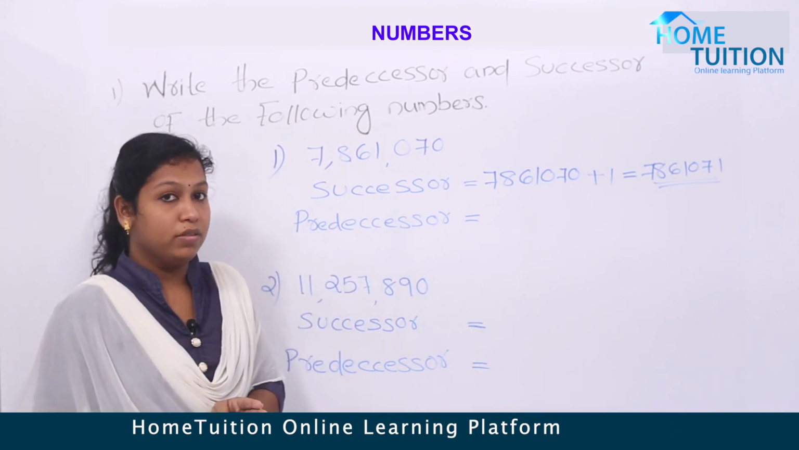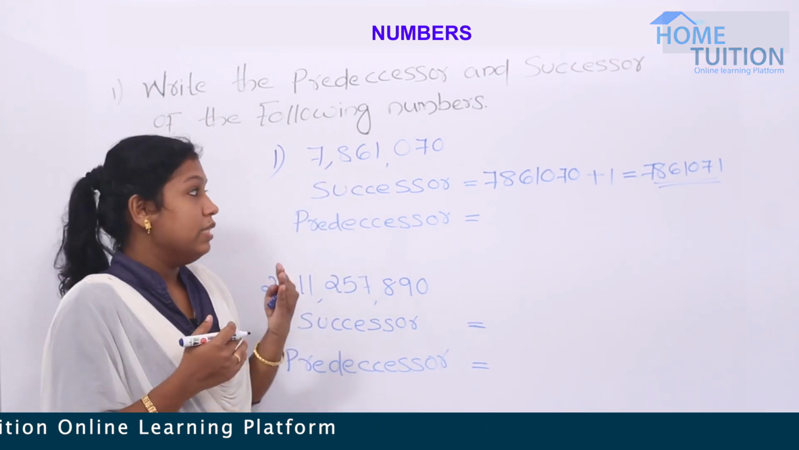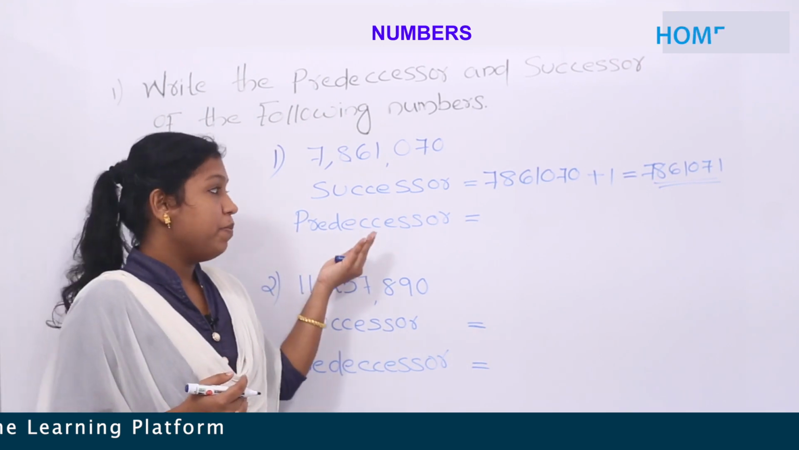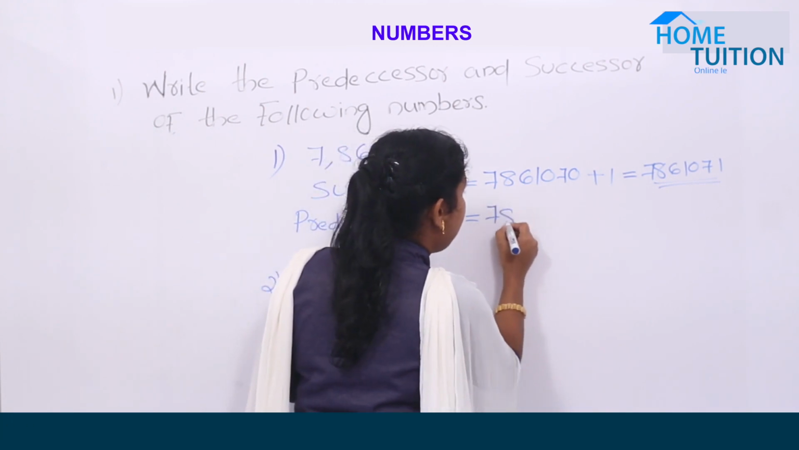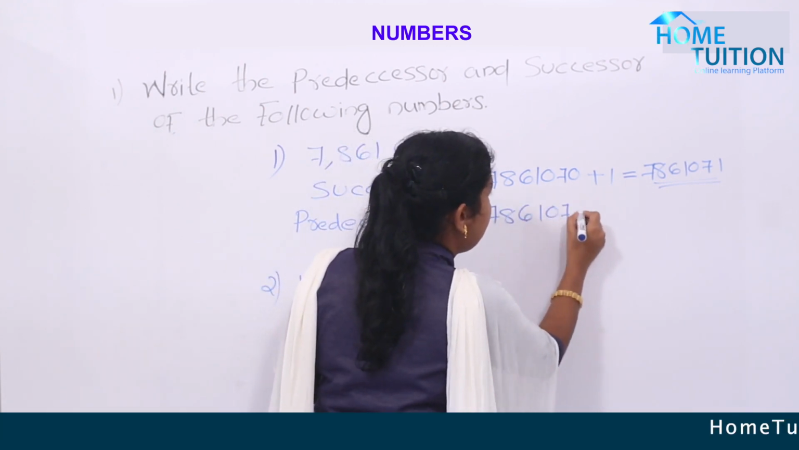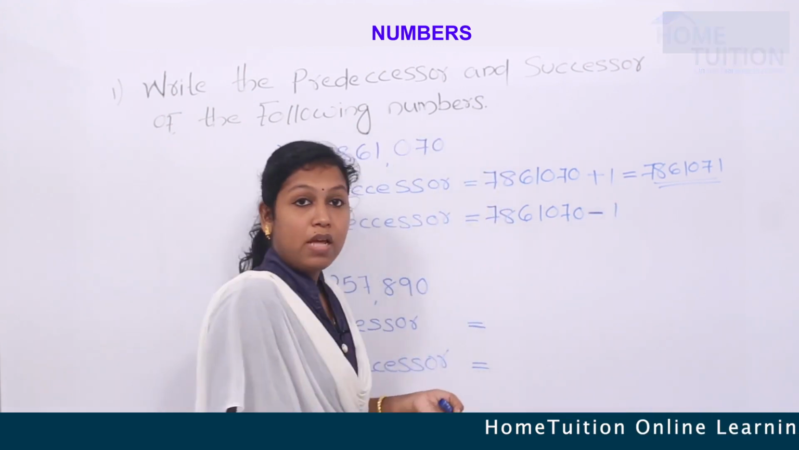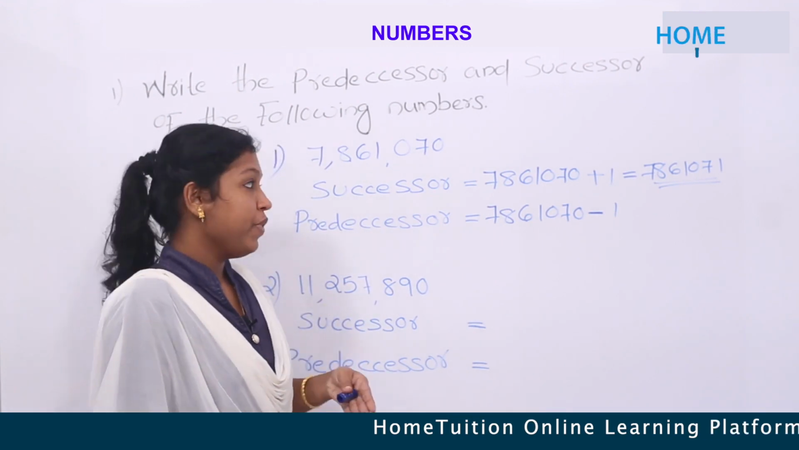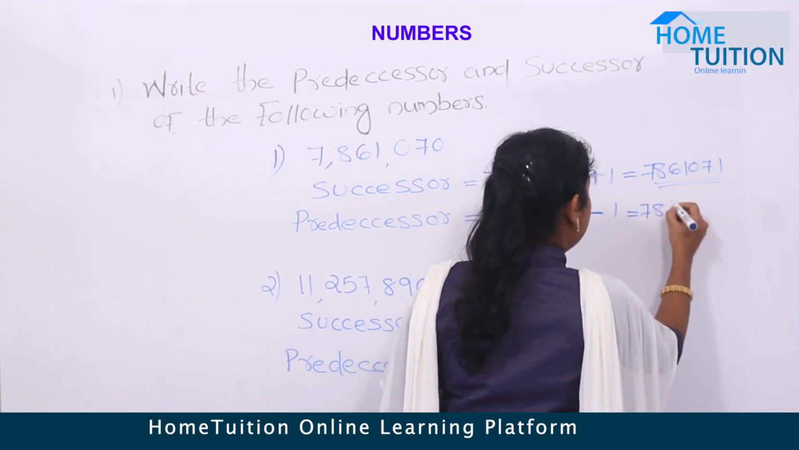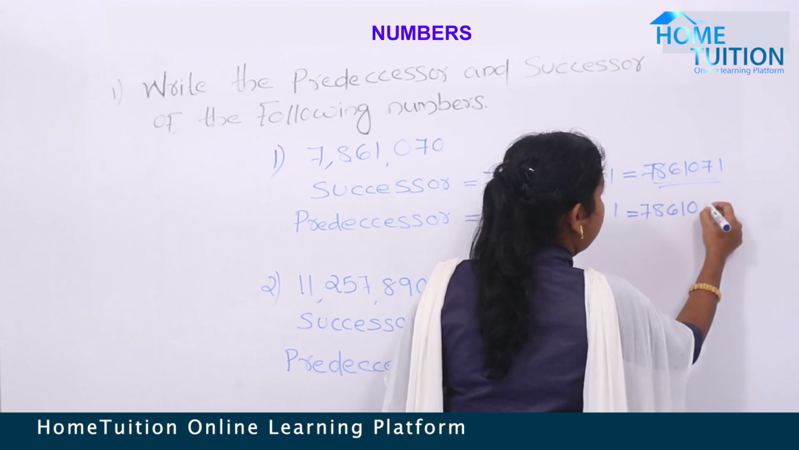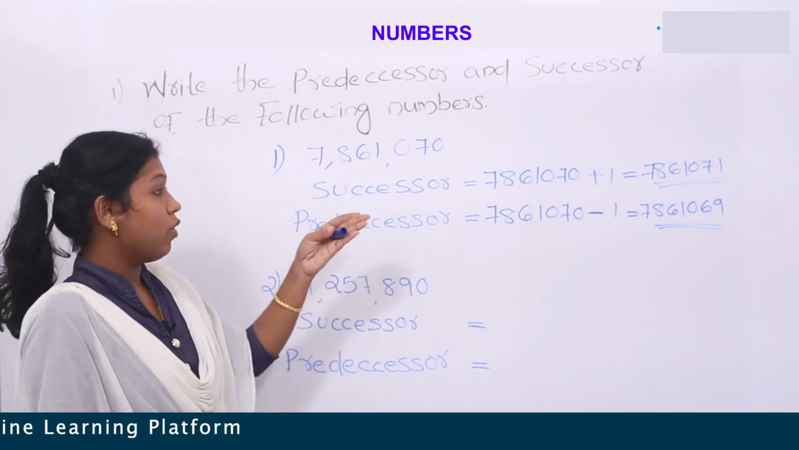Next, predecessor. What is a predecessor? The predecessor is 1 less. Whatever number is given, 1 less is minus 1. Number minus 1 is the predecessor. So we write 78,61,070 minus 1. Minus 1 gives the number that is 1 less, so we get 78,61,069. This is the predecessor of this number.